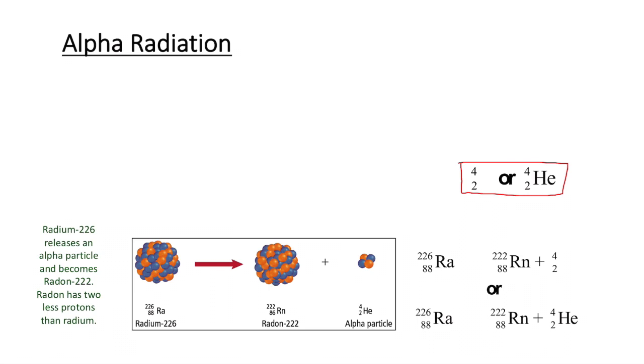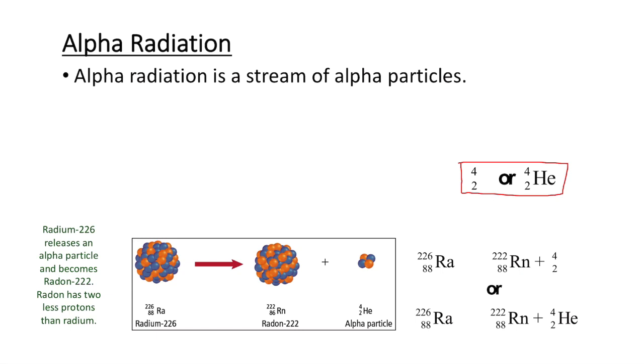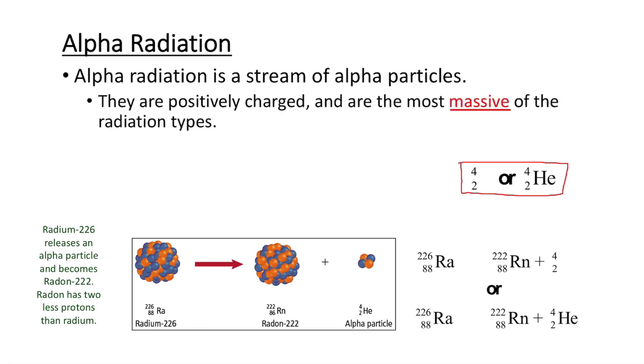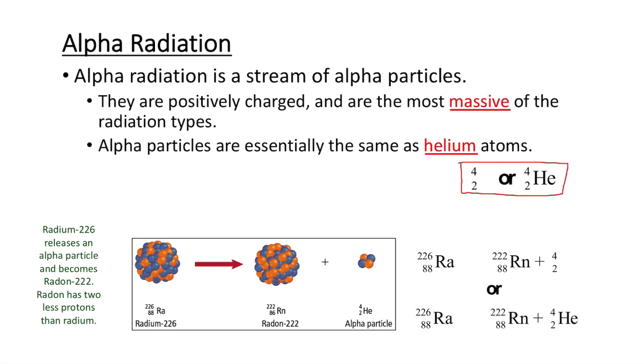So first type of particle is alpha radiation. Alpha radiation is a stream of alpha particles. They are positively charged and are the most massive of the radiation types. So this just means they have the most mass. Alpha particles are essentially the same as helium atoms.